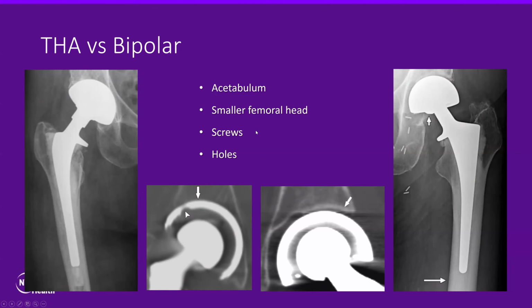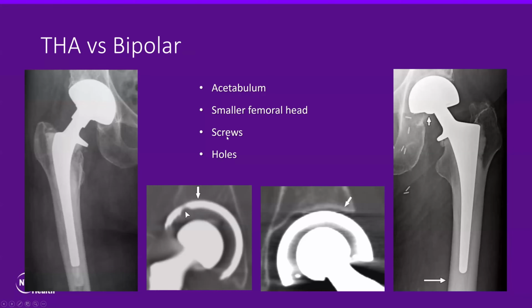The other feature is, in general, not always, because every manufacturer may come up with a new design. In general, the femoral head is smaller in cases of total hip arthroplasties. So for example, in this case, you can see that the size of this femoral head is smaller than this one. This is something that can be helpful, but not necessarily always.